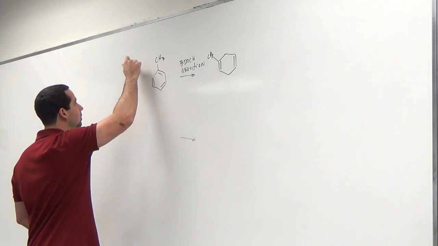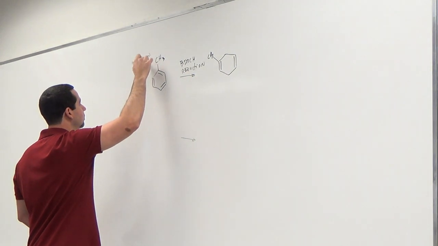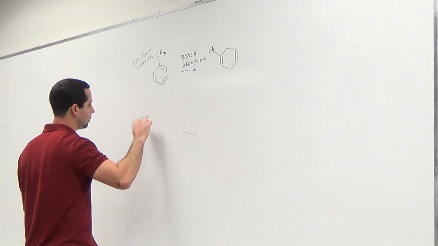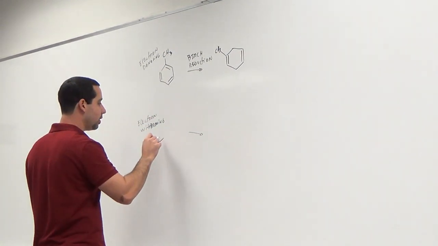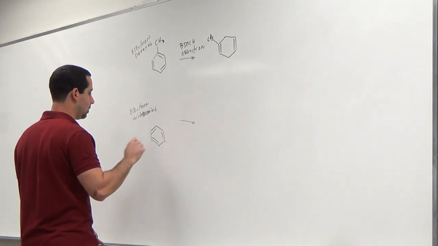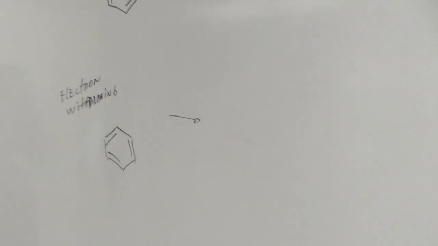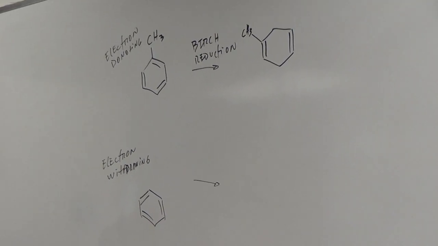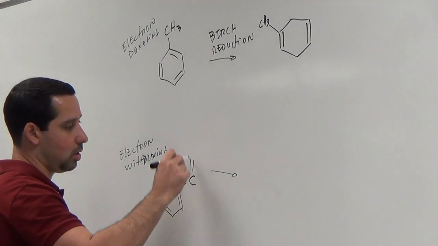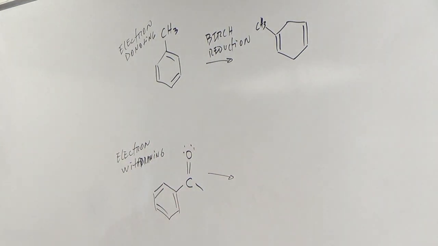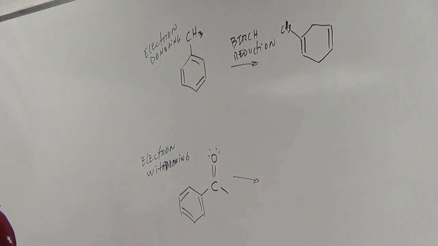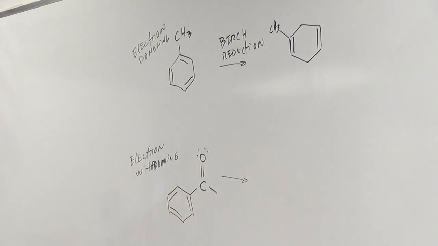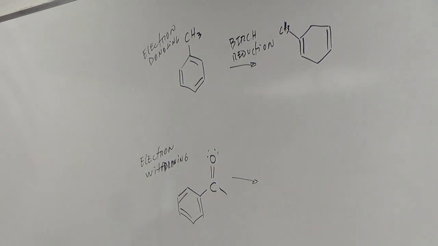So this is electron withdrawing. Electron withdrawing is most of the time a group that has an element followed by a more electronegative element, or a group that has an element followed by a pi bond. So how about this? Is that electron withdrawing or electron releasing? Electron withdrawing. Here's an element. What do you have next to it? Oxygen. Another electronegative element. Or what do you have next to it? Pi bond. Those are electron withdrawing.